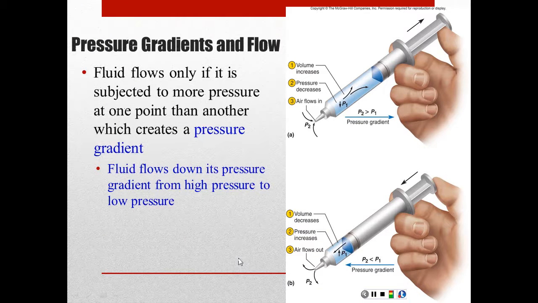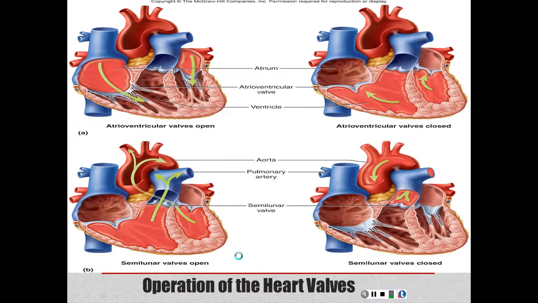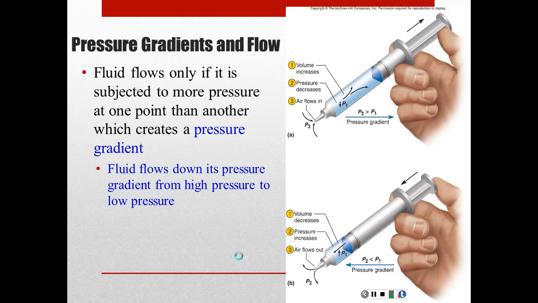Now, flow occurs when a fluid is subjected to more pressure at one point than at another, which creates a pressure gradient. Fluid always flows down its pressure gradient. An analogy that demonstrates this is what we see right here in figure 19.18. Now, this pressure is inversely proportional to the volume of the container.